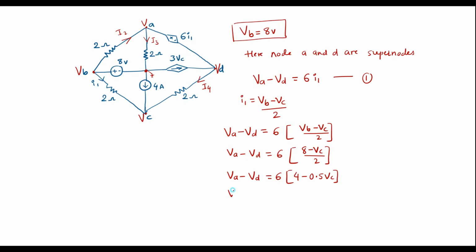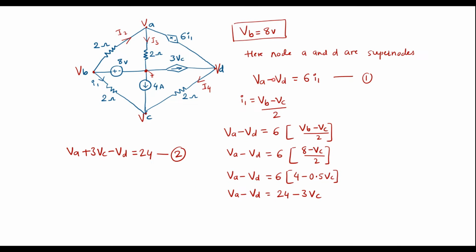So or I can write it as VA minus VD is equal to 24 minus 6 into 0.5 is 3 VC. Or I can write it as VA, I'll take 3 VC on left side, plus 3 VC minus VD is equal to 24. Let me call it as equation 2.